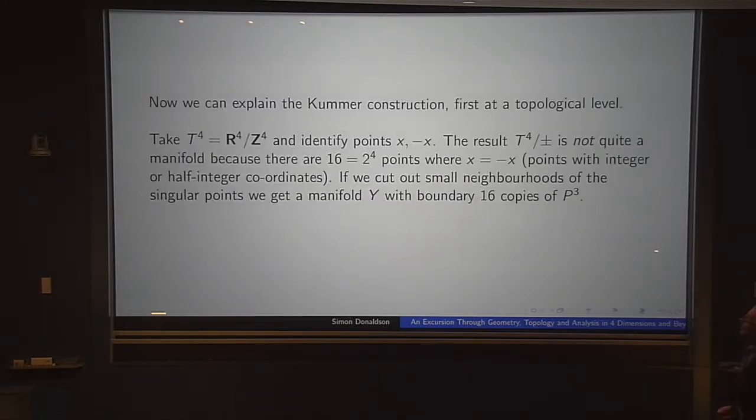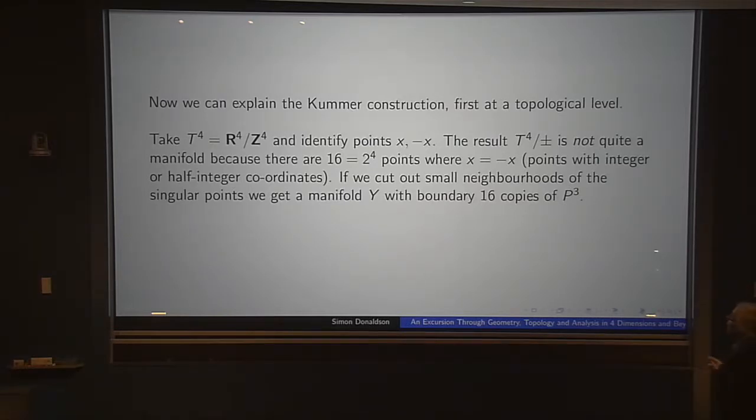So now, with all this background and all these manifolds we've learned about, we can explain this Kummer construction. So here it goes. We start off with our 4-dimensional torus. That's given by taking R4 and identifying points that differ by a translation by integers. But now we can do something else. On R4, we can take x to -x, and that induces a corresponding map on the torus. So on the torus, it makes sense to identify points x and -x to get something else.